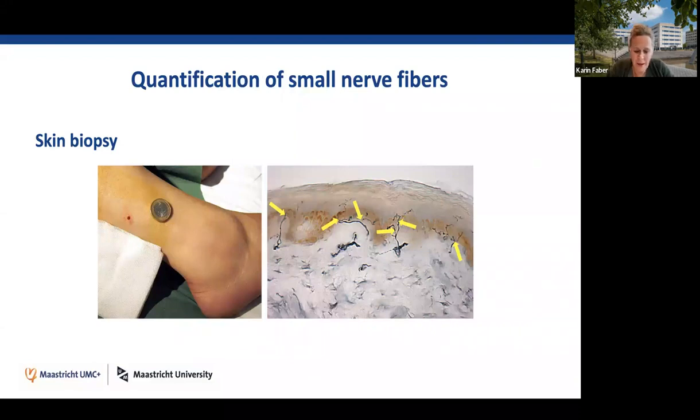We have several diagnostic tools available, of which quantification of small nerve fibers is the most important. Worldwide normative values have been developed and are used to determine the lower limit of normal. And the yellow ones, here you see the nerve fibers crossing the basal lamina of the skin biopsy.